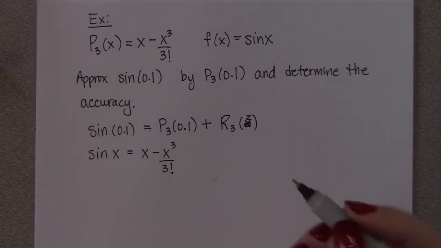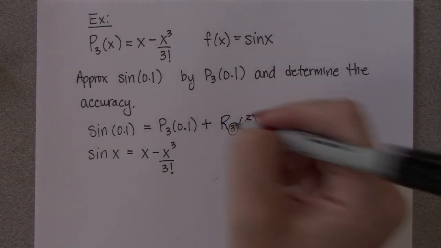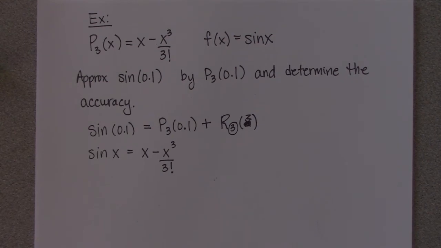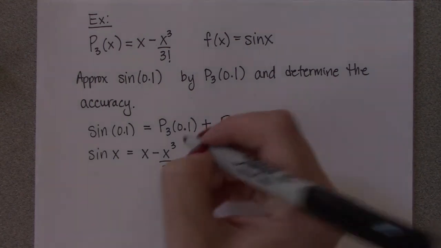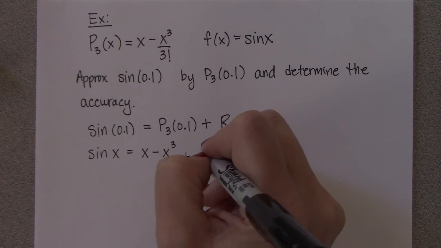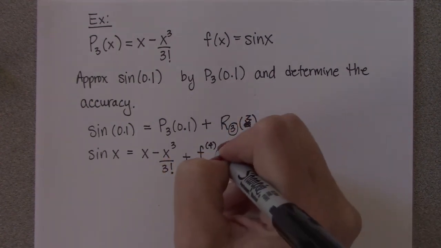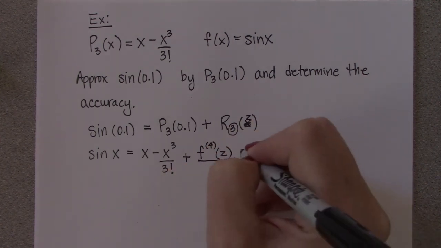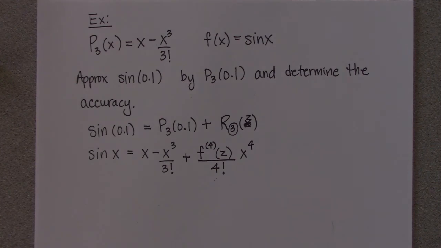Then the remainder says, and here's the thing to keep in mind, the subscript on the remainder matches the subscript on the polynomial. So this is the remainder after you did the polynomial at 3. But the remainder formula says go look at the next term. And we know these terms are dramatically decreasing down to 0. So we're actually just going to use the fourth term to calculate that. So the remainder for this series would be f the fourth degree evaluated at z over 4 factorial times x to the fourth.